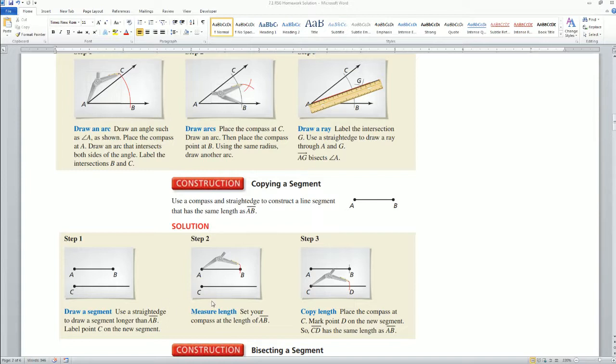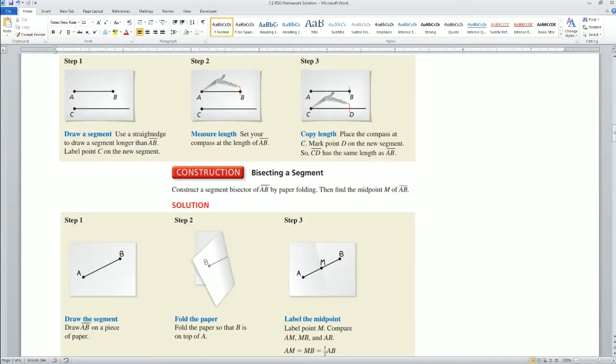You want to use your compass to measure the length. So measure AB, then you copy that exact length by placing the compass at the new point C. Mark point D on the new line segment. So now CD is the same length as AB. There's not really anything new about this. There you go.